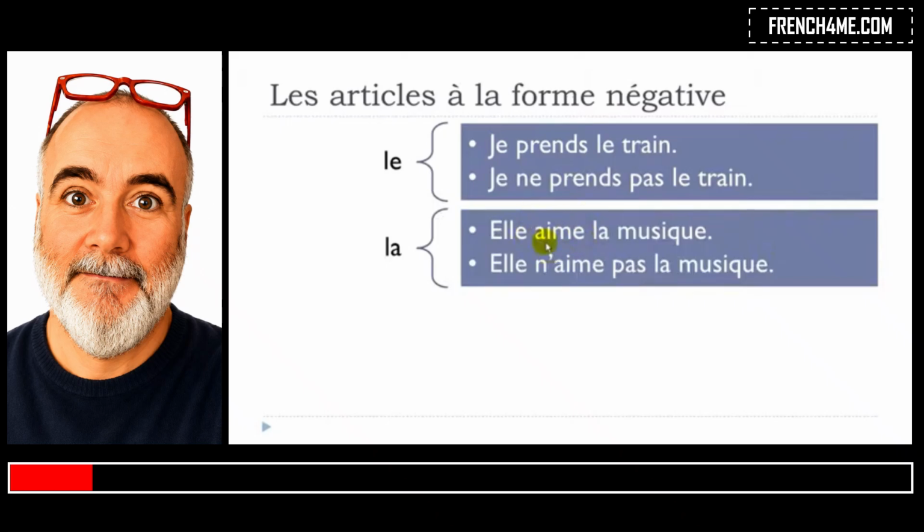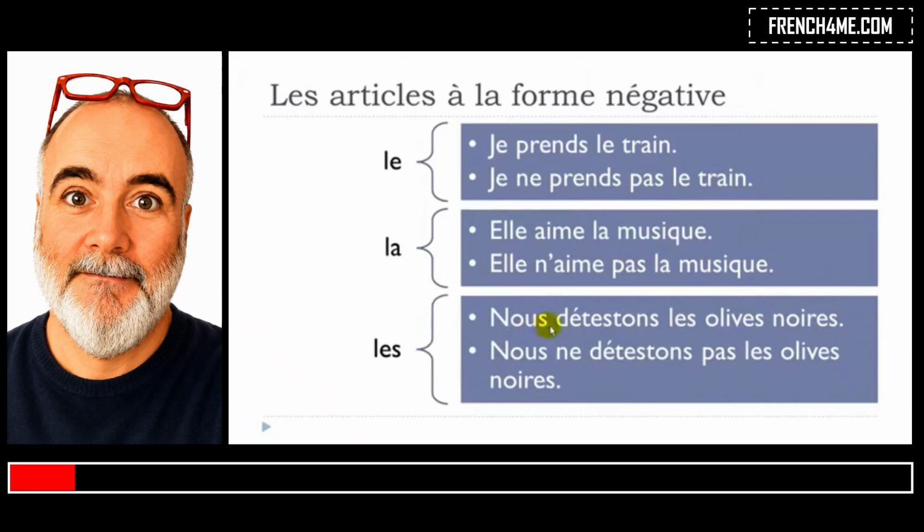It doesn't change, okay? So feminine, elle aime la musique. Aimer is to like or to love, okay? Elle aime la musique, the music. Elle n'aime pas la musique. It doesn't change at all. Les, plural form, nous détestons les olives noires, okay? Détester, to hate, okay? Olives, and then noir, black. Nous détestons les olives noires. Negative form, nous ne détestons pas les olives noires. Okay? In that case, it doesn't change. So you can see le doesn't change, la doesn't change, and les doesn't change either.